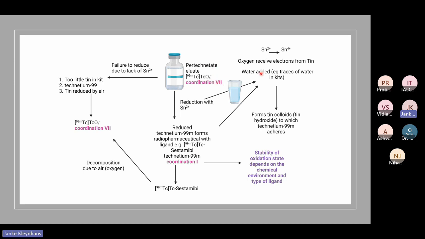So all the things that can be harmful for this mixture that will lead to free pertechnetate: if there is too little tin in the kit due to the manufacturer, this is a failure to reduce, to add those electrons that you need for the labeling. If there is technetium-99 because you didn't elute your generator in the last 24 hours and there was a buildup of this technetium-99, it's the same element as technetium-99m and will chemically react the same, so it will also use up your tin.